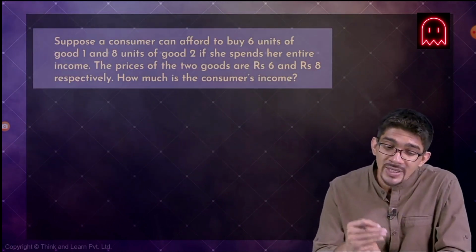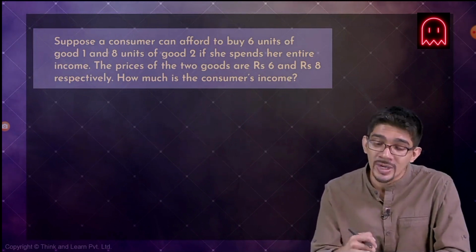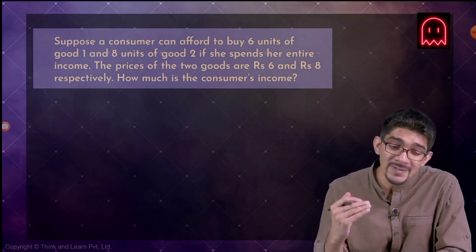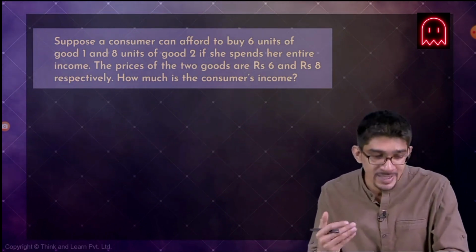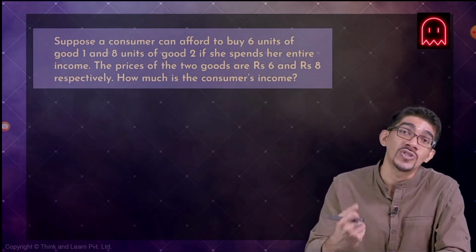Suppose the consumer can afford to buy 6 units of good 1 and 8 units of good 2 if she spends her entire income. The prices of the goods are rupees 6 and rupees 8 respectively. How much is the consumer's income?